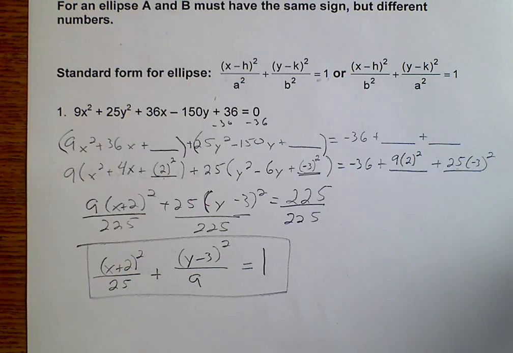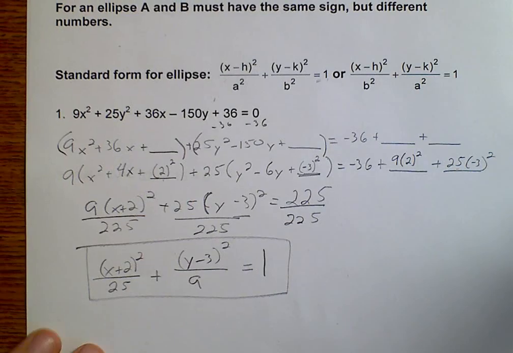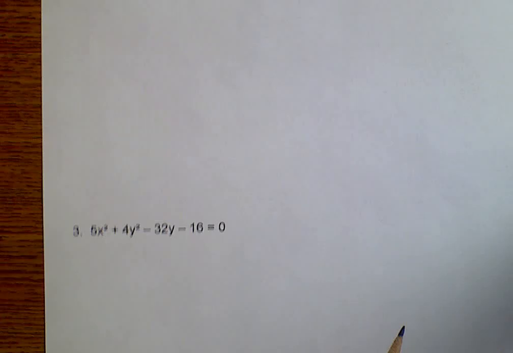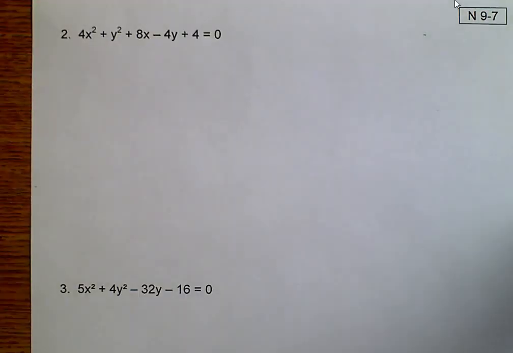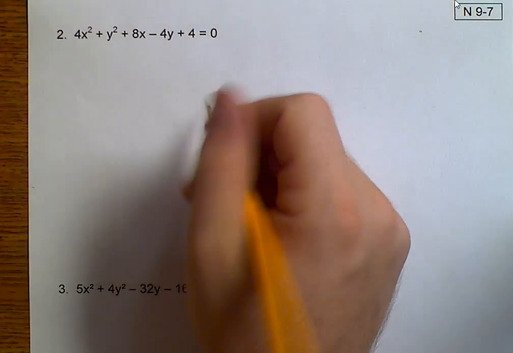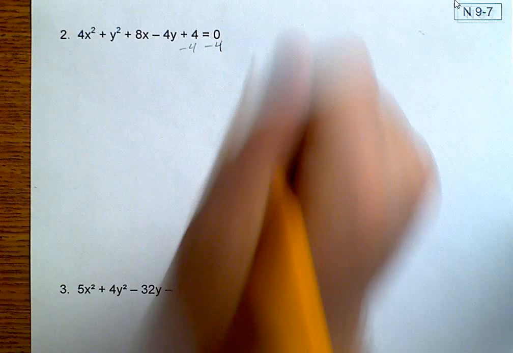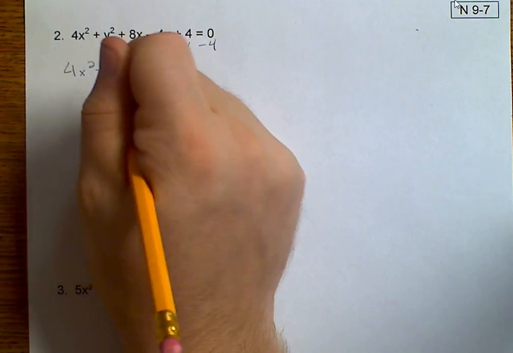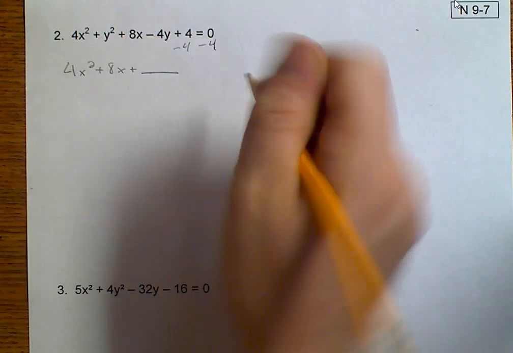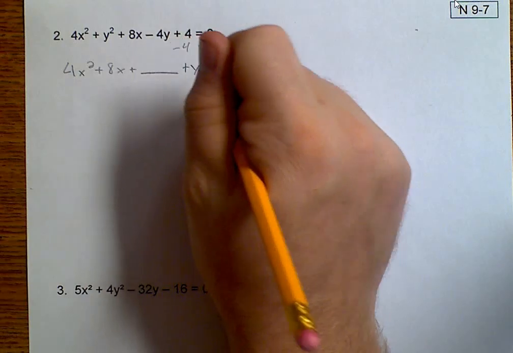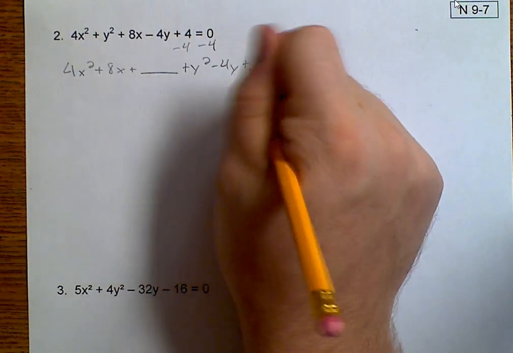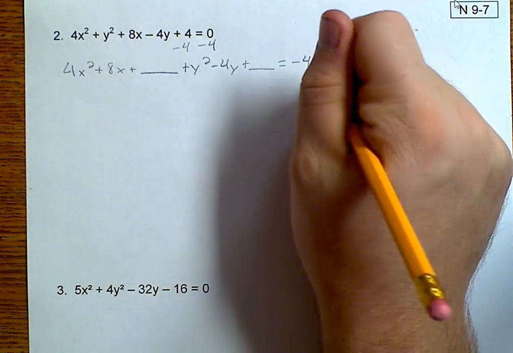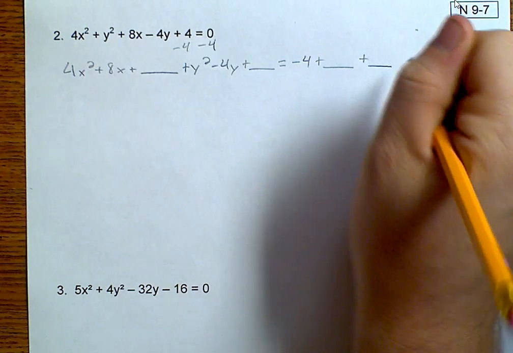Now, let's go ahead and move on to example number 2. It's on another page because this actually requires quite a bit of work. Let's take a look at number 2. Again, I'm going to do a little bit of rearranging as I move this over. So we have 4x squared plus 8x plus some unknown, plus y squared minus 4y plus some unknown, equals a negative 4 plus both of my unknowns.